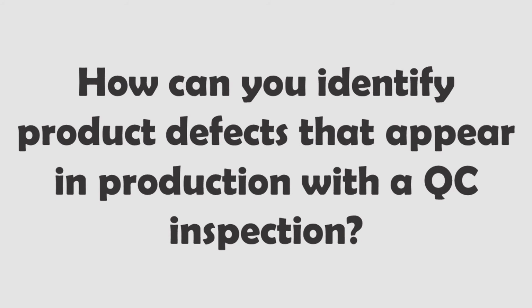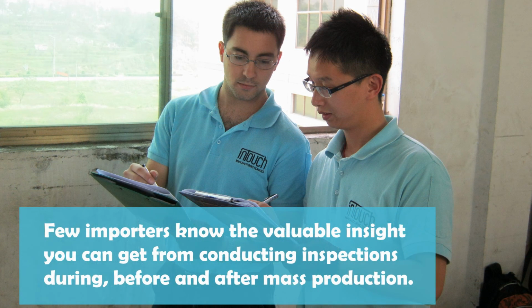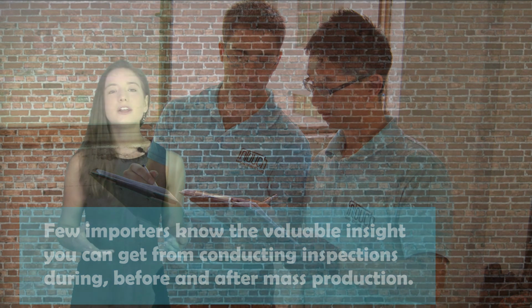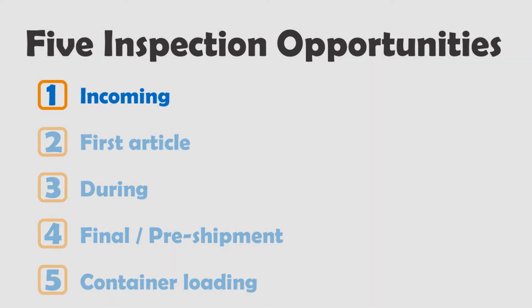Most importers are familiar with the need to perform a pre-shipment quality control inspection on their finished goods, and some are aware of the options for help with this task. But few importers know the valuable insight you can get from conducting inspections during, before, and after mass production. And while inspection often occurs when a product is finished and packaged, forgetting to inspect at other stages can leave your product vulnerable to defects. There are 5 inspection opportunities throughout the production process: incoming, first article, during, pre-shipment, and container loading inspections.